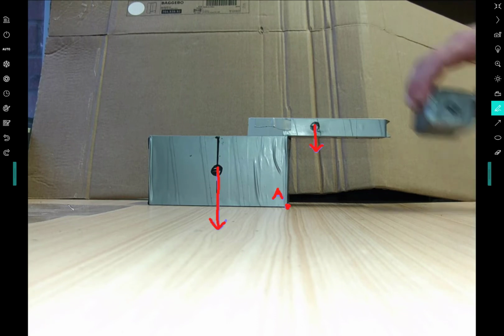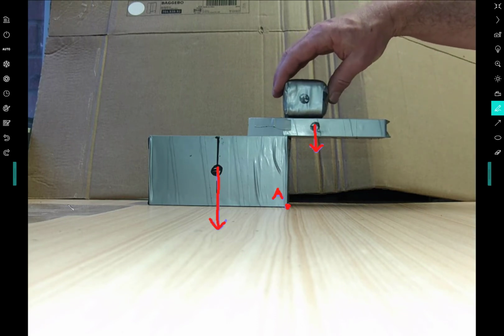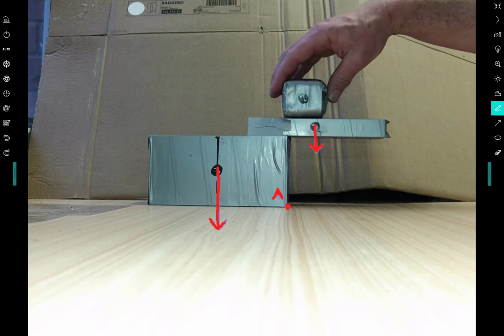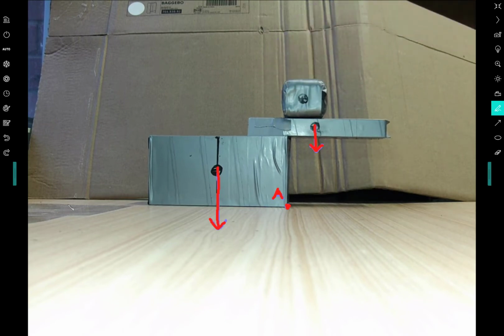Now, if we add a load to that, it will also have a center of gravity. How far along can I get this before it falls over? Not very far. Made my weight a bit too heavy. And so it's also going to have a center of gravity, and it'll also have a component of force acting through there.